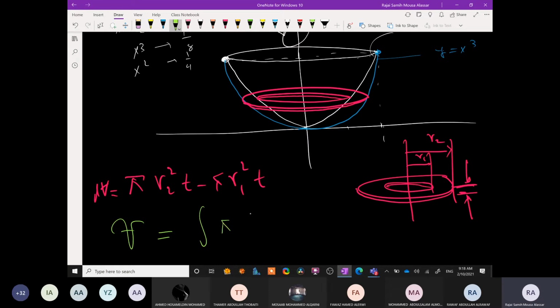I have pi, and the thickness is dy, and then I have R2 squared minus R1 squared. Let's look at this R. Let's look here. So this is your R2, isn't it? Yes, Doctor. Okay, so let me just say that this is R2, and let me just remove that. So it is actually x of the right function, squared.